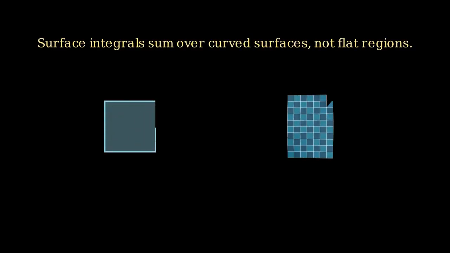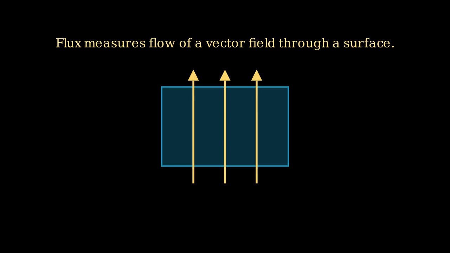A surface integral adds up a quantity over a curved surface rather than over a flat region. Flux measures how much of a vector field passes through a surface, telling us the net amount of flow across that surface. Here is our worked example.